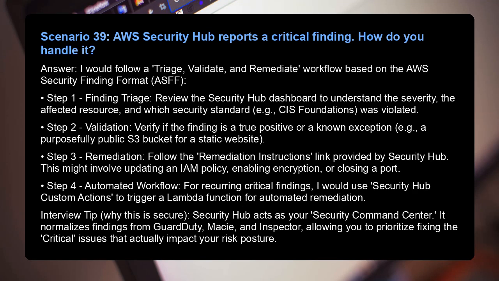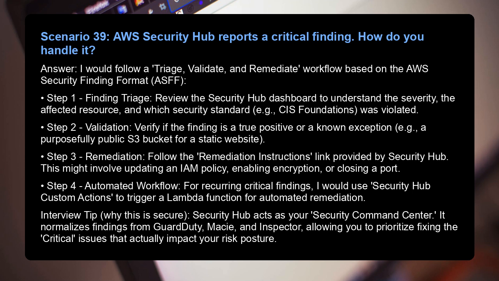Scenario 39. AWS Security Hub reports a critical finding. How do you handle it? Answer. I would follow a triage, validate, and remediate workflow based on the AWS Security Finding Format, ASFF. Step 1. Finding triage. Review the Security Hub dashboard to understand the severity, the affected resource, and which security standard, for example, CIS Foundations, was violated.